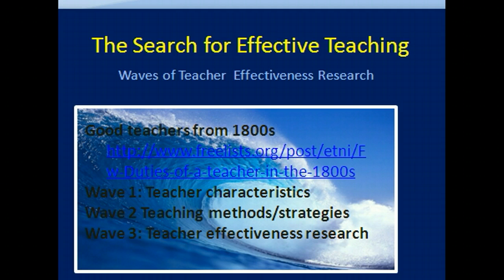The three waves of teaching represent ways in which effective teaching was determined. Teacher characteristics were used in the 1950s and 60s. Teaching methods and strategies were used to evaluate teachers from 1970 to 1980s. And teacher effectiveness research from 1980s to 2000. And these years are just rough estimates. Click on the link and read what was expected in the 1800s.